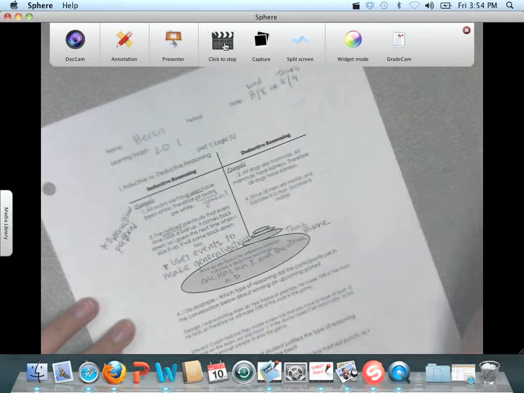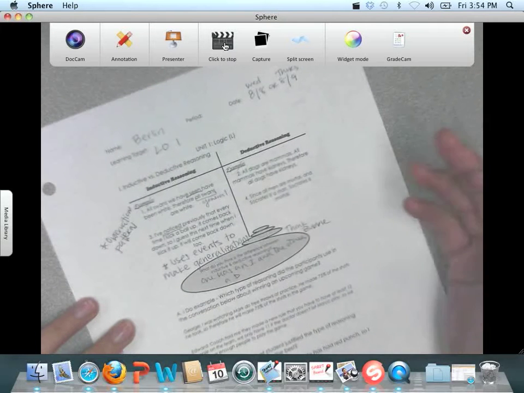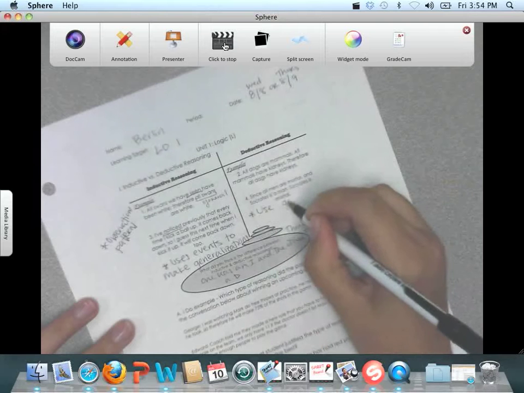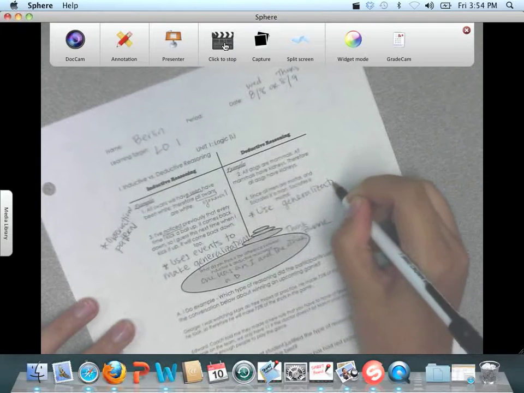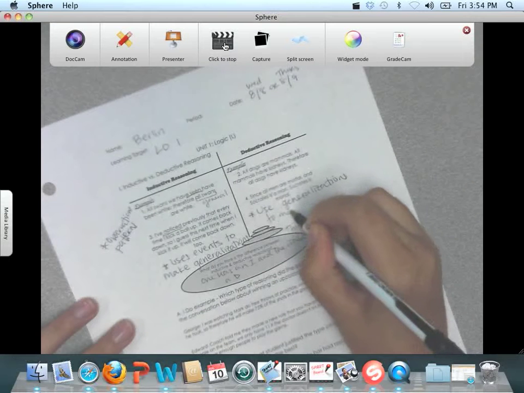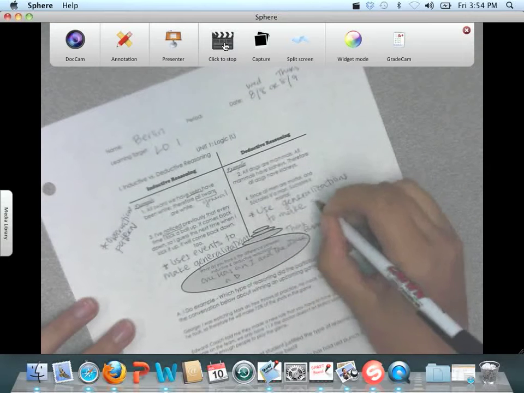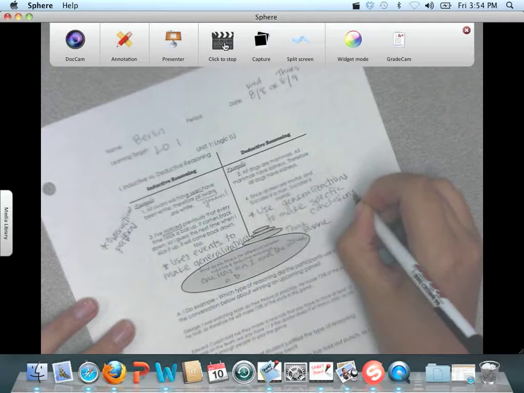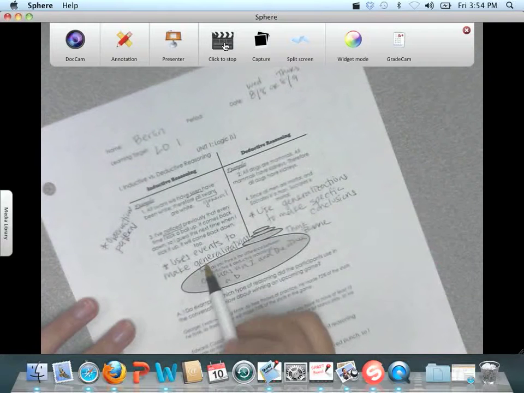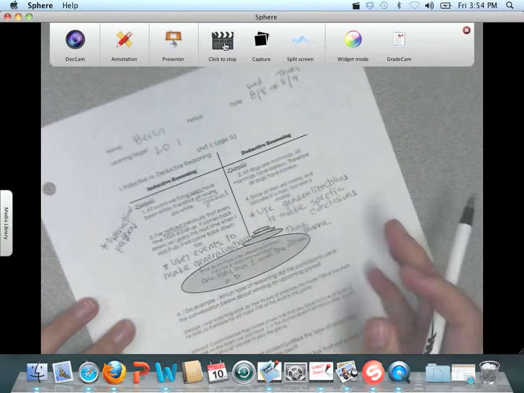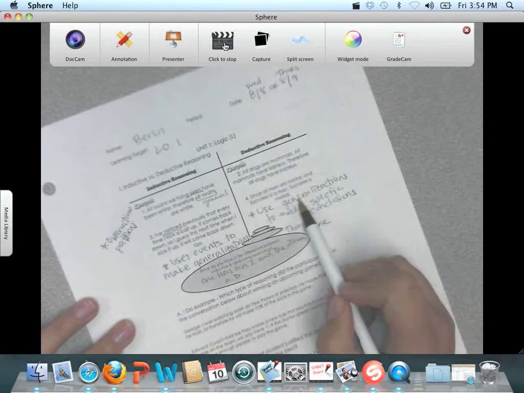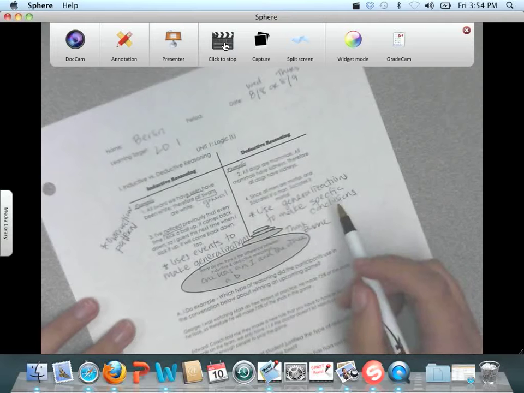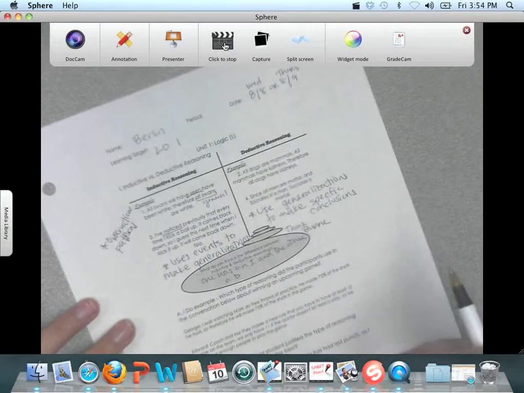Deductive reasoning is sort of the opposite. Instead of using specific events, they use generalizations to make specific conclusions. So inductive goes specific to general, while deductive goes the opposite way. It goes general to specific. That's a really key point: to notice that in the end you always end up more specific, right?